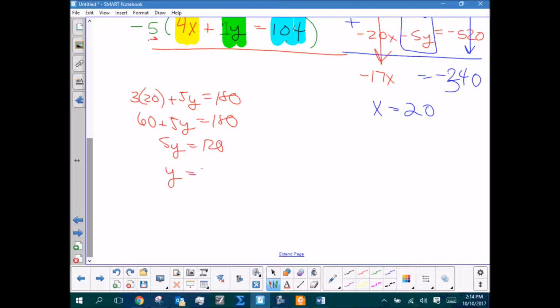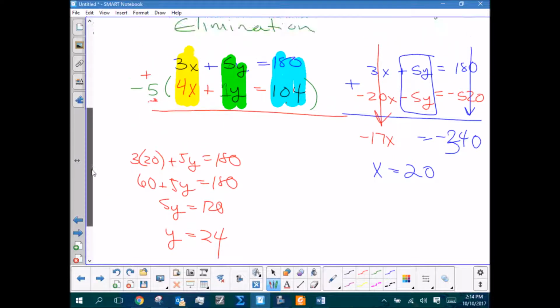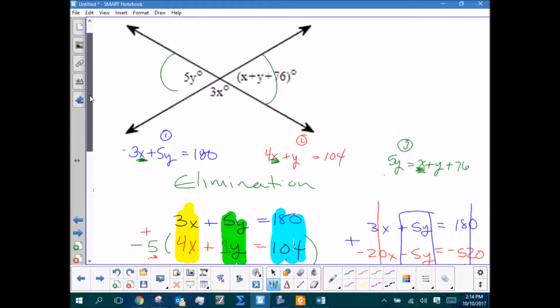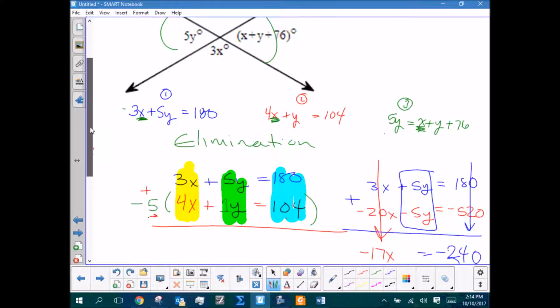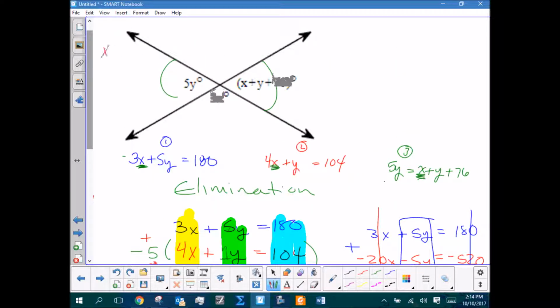And y then should be, okay. You've got your x's and y's now. You should be able to go back up to your picture. Okay, we said x was what, 20? X is 20, y is 24.